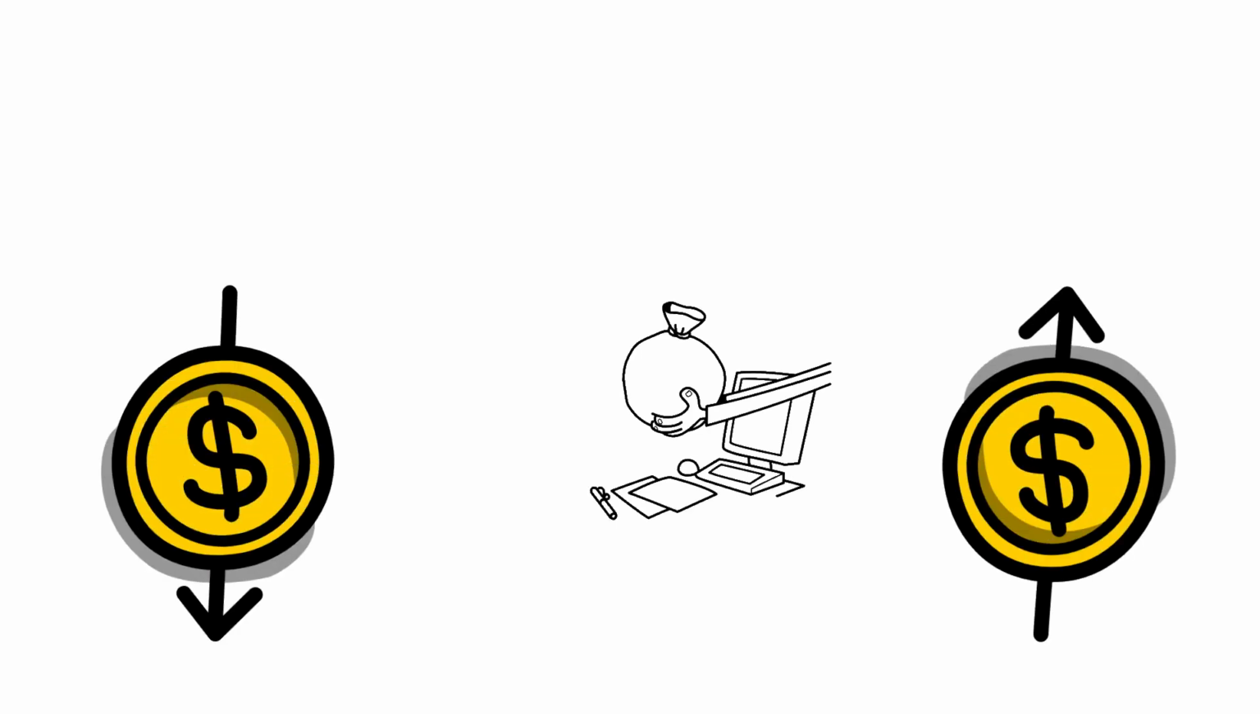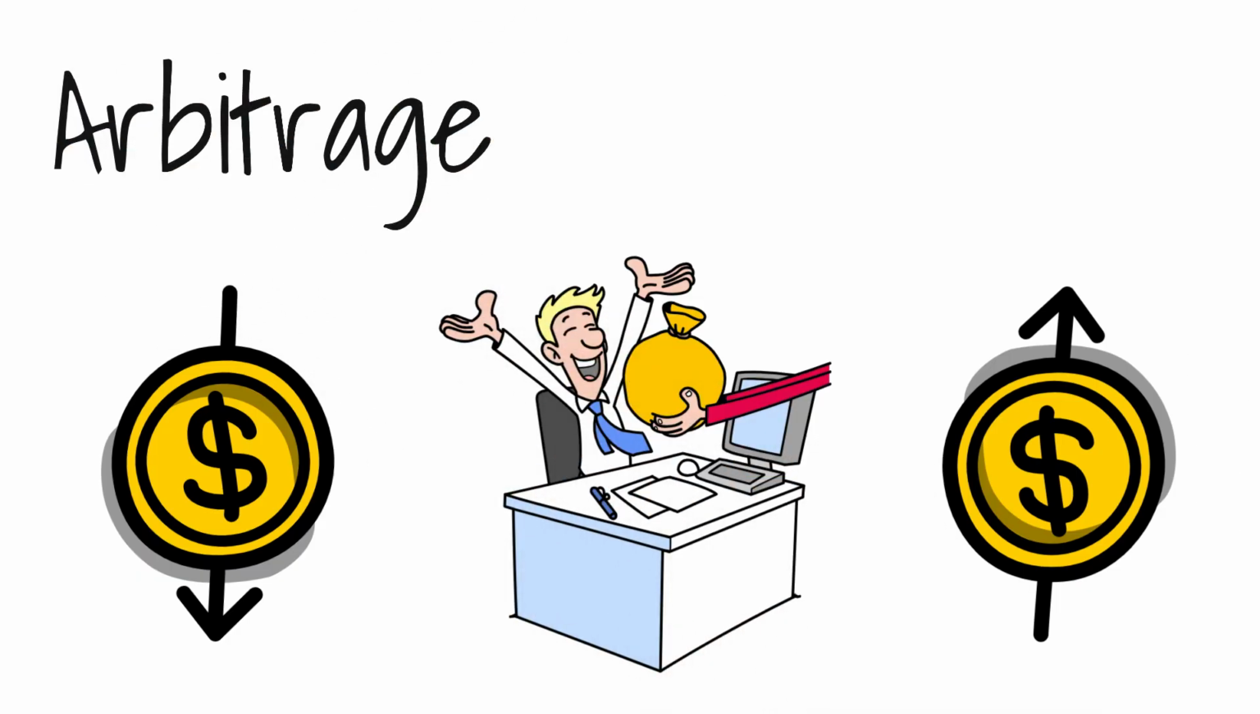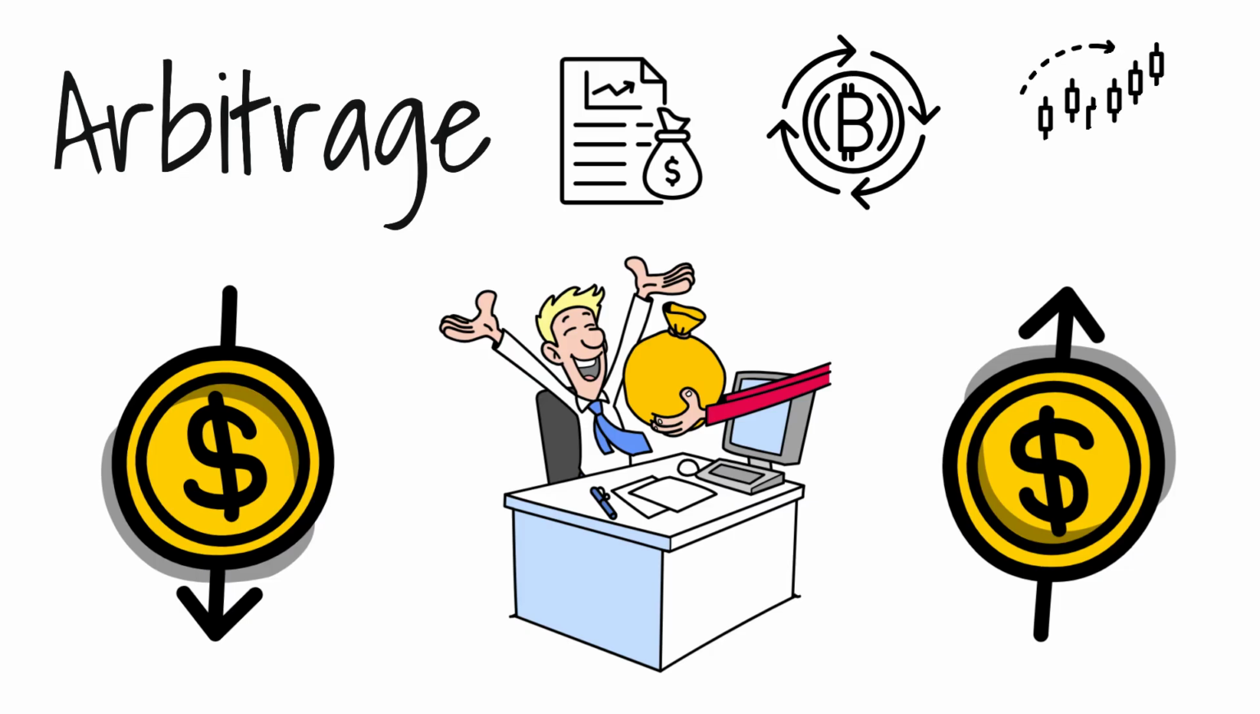What if you could buy something cheap in one place, sell it instantly somewhere else, and lock in profit, with almost no risk? That idea is called arbitrage, and it plays a huge role in finance, crypto, and trading.